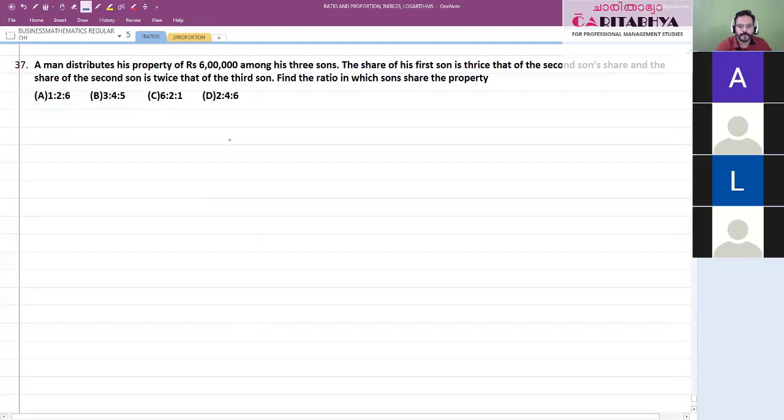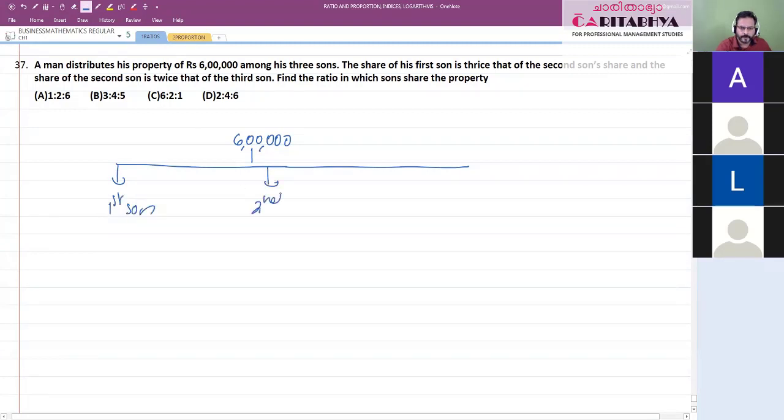So then 6 lakh property, share of first son, second son, third son. Okay, so what is it?